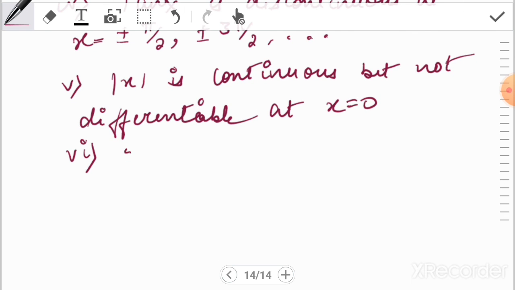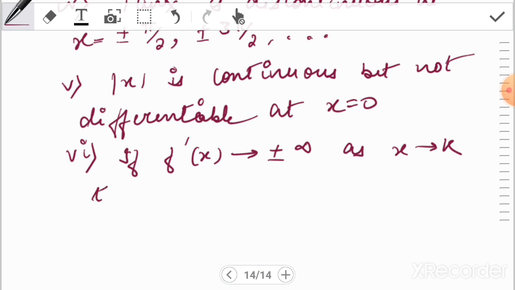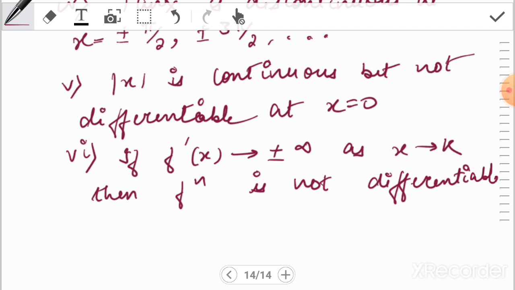Okay. If f'(x) approaches plus infinity or minus infinity as x tends to k, then the function is not differentiable at x is equal to k, right?